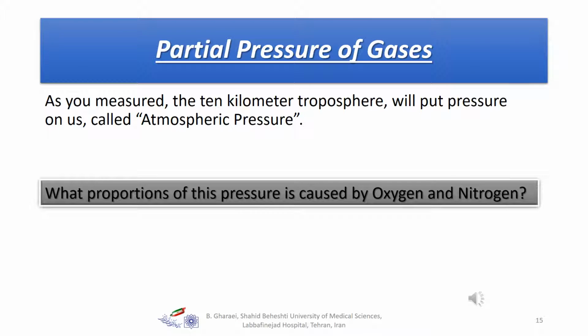Okay, I hope everything is okay till now. Till now we understood that air has weight and this weight causes pressure on the objects on the earth. Now we come to another concept which is called partial pressure of gases. As you measure, the 10-kilometer troposphere will put pressure on us called atmospheric pressure. But the question we are going to answer now is what proportions of this pressure is caused by oxygen and nitrogen.